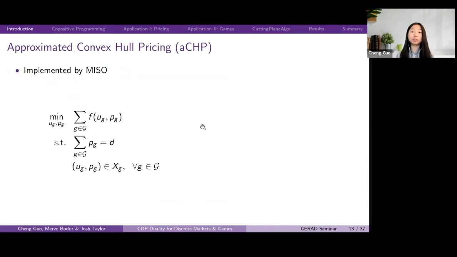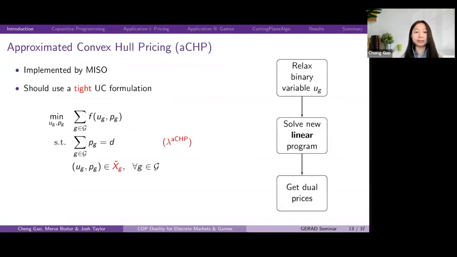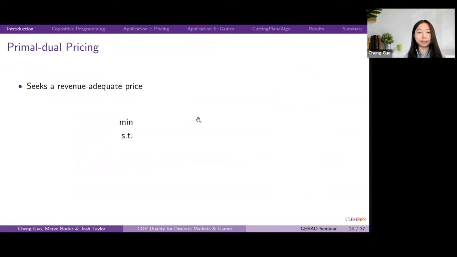And because the Lagrangian dual could be hard to obtain sometimes, numerically, in real life people implement an approximation of convex hull pricing, which is used in MISO in the US. They basically do a linear relaxation of the unit commitment problem and get the dual price. And they need to make sure that the unit commitment formulation is very tight, meaning that the duality gap should be very small, to make sure that the price makes sense.